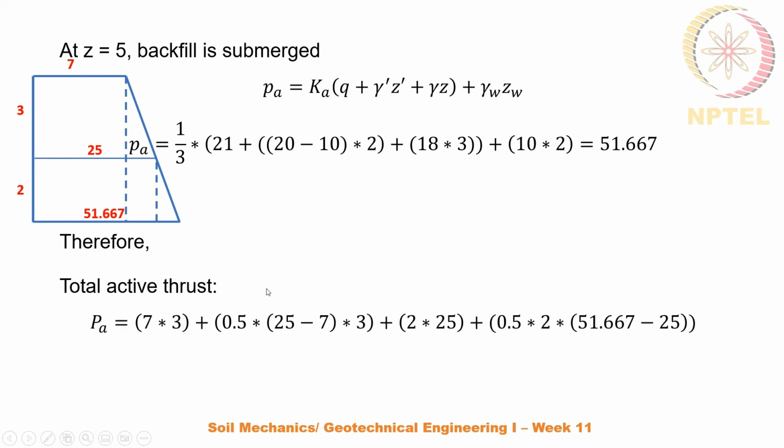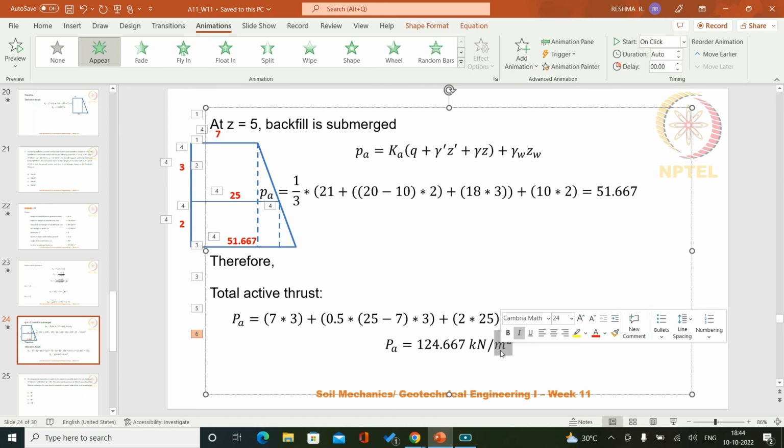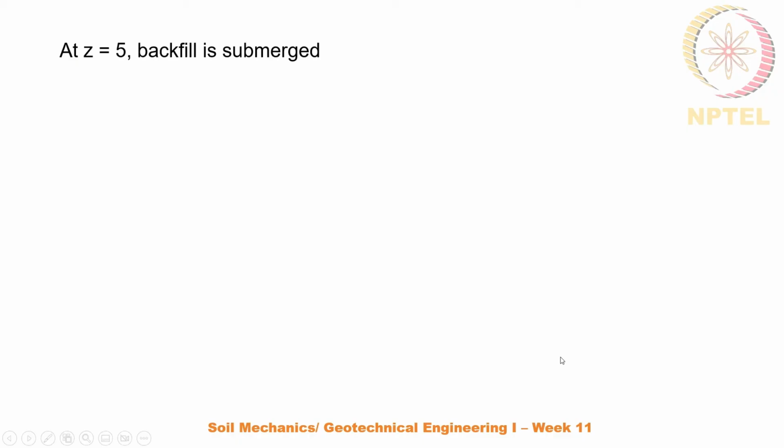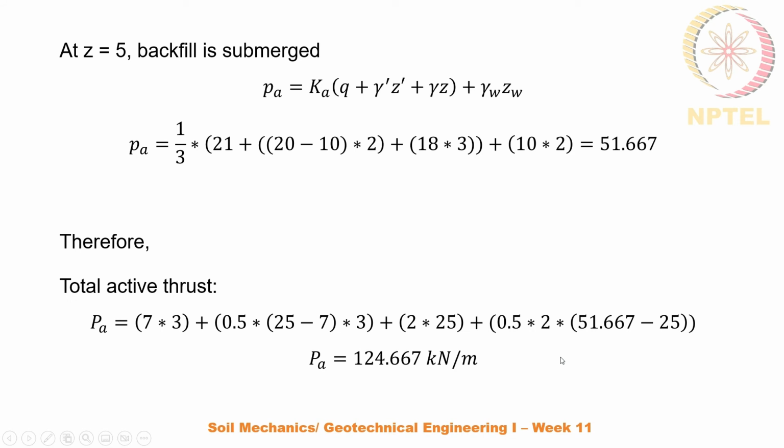So calculating total active thrust, we have Pa equal to 7 into 3 plus half into 25 minus 7 into 3, that is this area, plus 2 into 25, that is this particular area, plus 51.667 minus 25 into 0.5 into 2, that is this area. So in effect we have 124.667 kilonewton per meter as the total active thrust. Hope that is clear.